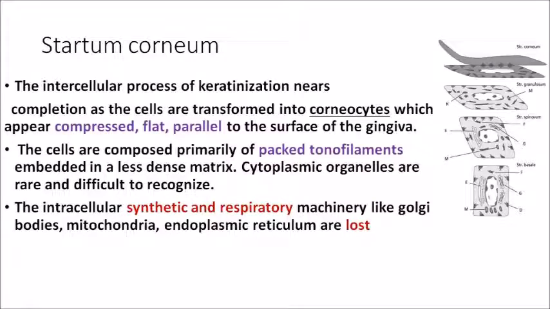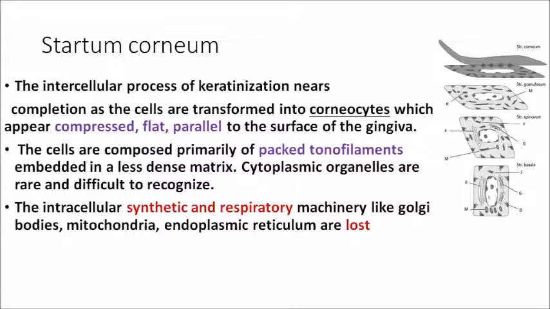Coming to the topmost layer, the stratum corneum. Again, look at the figure, visualize the basal layer, spinosum layer, granulosum layer, and finally we are in the corneum layer. The intracellular process of keratinization is complete, and the cells get transformed into a corneocyte. The corneocyte gets flattened again. The granulosum layer was already flatter when compared to the spinosum layer. This corneum layer becomes compressed, flat, and parallel to the surface of the gingiva.